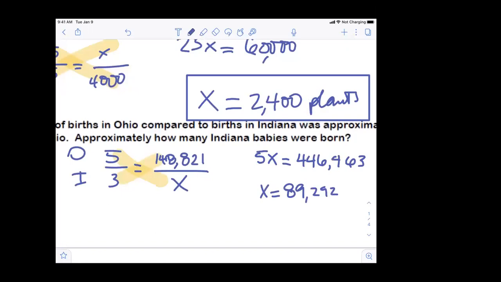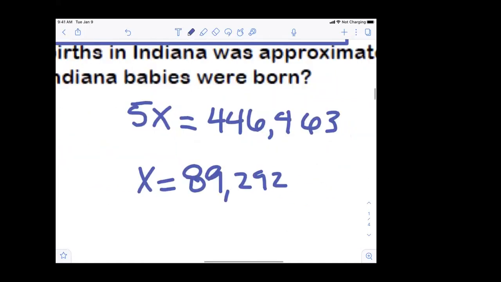And it gets me 89,292.6. Now, babies are full babies. You can't have 0.6 of a baby and be good to go. If a baby is born, it is a full baby. It's done. So we are not going to round up when it's a whole living being like that. That baby's not born yet. That 0.6 is not done cooking yet. So we can't include that baby in the count. So we're going to leave it here. We're going to say this number of babies were born in Indiana.